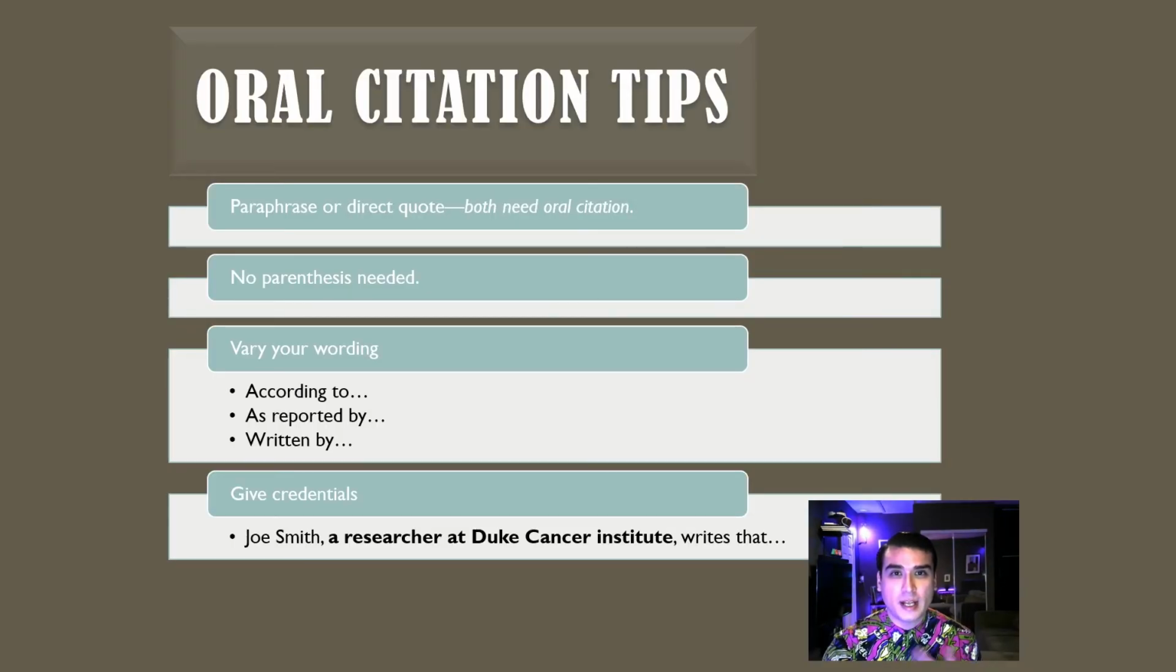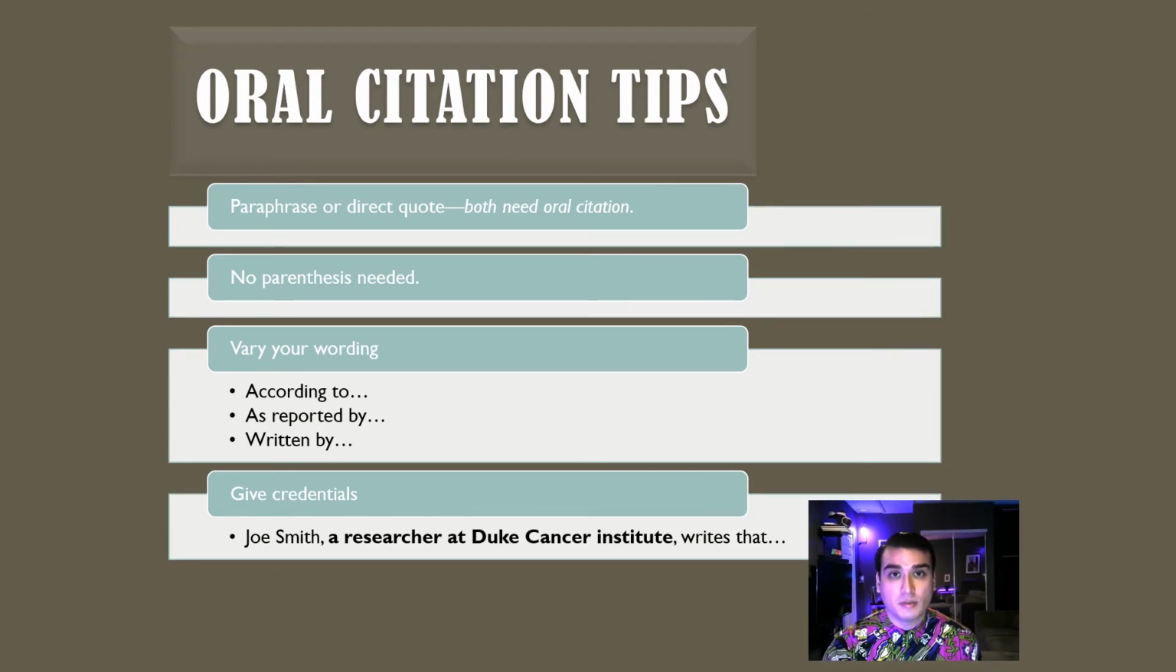So now I wanted to provide a few general tips about including oral citations within your outline. The first and probably the most important tip that I can give you is whether you're paraphrasing or you're directly quoting, you want to provide oral citations for both instances. A lot of students believe that since they took information and put it in their own words, that they don't need to provide an oral citation, but that's not true.